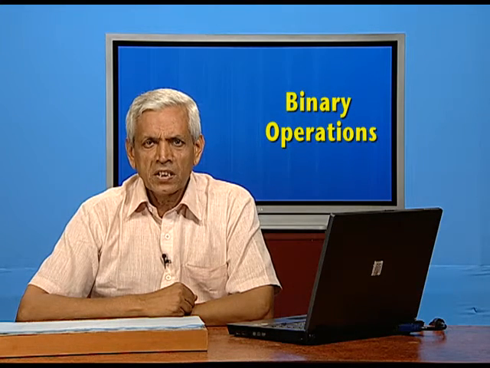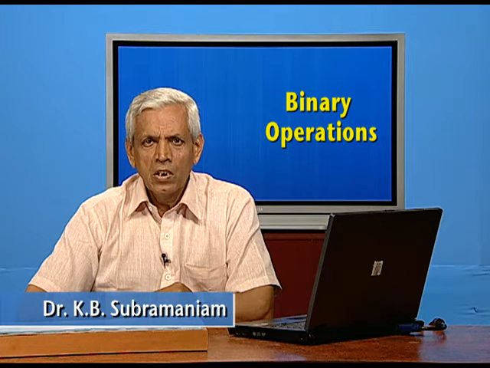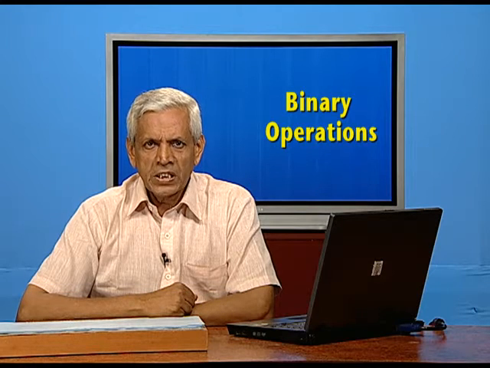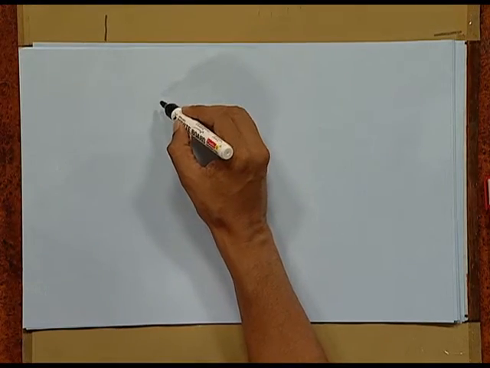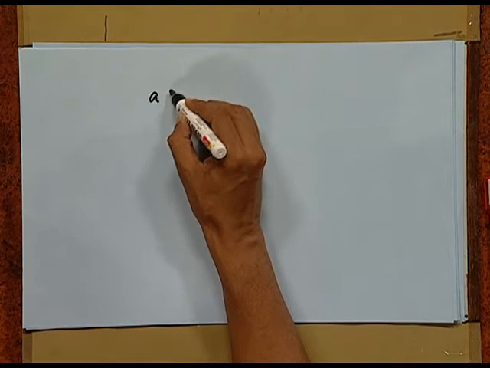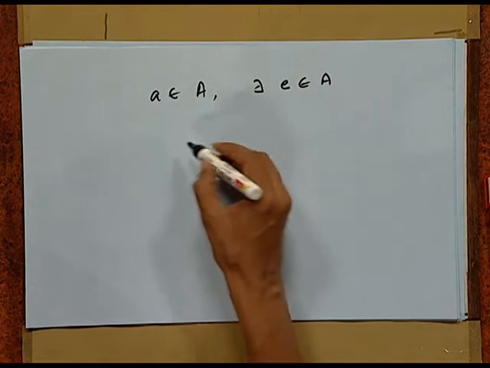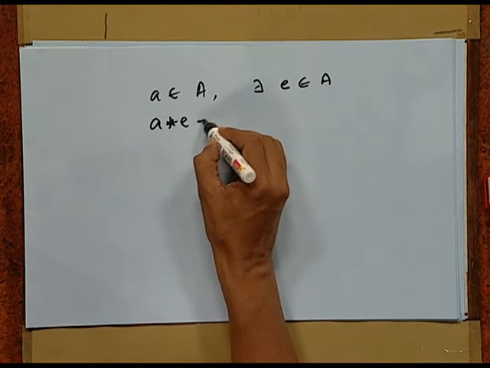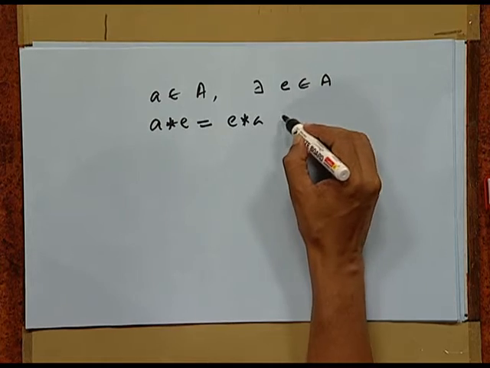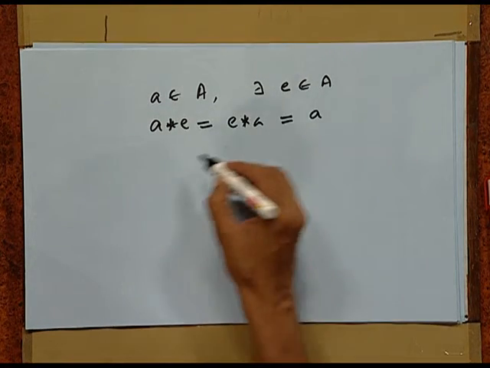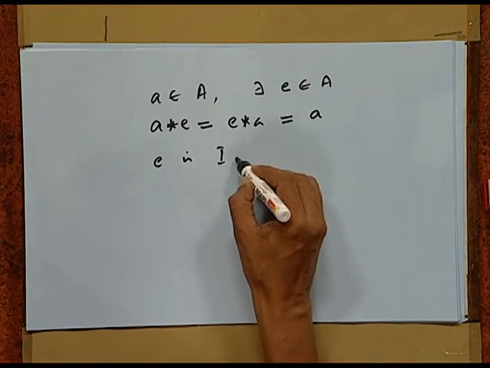Hello students, in the last episode we discussed binary operations in detail, and today we will be discussing some more notions involving binary operations, also another type of binary operation. Firstly, we take the notion of identity. If we have a binary operation defined on a set A, then with the property that for all a belonging to A, there exists e belonging to A such that a star e is equal to e star a is equal to a, then we say e is identity.